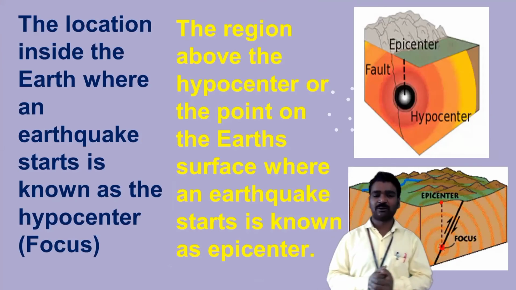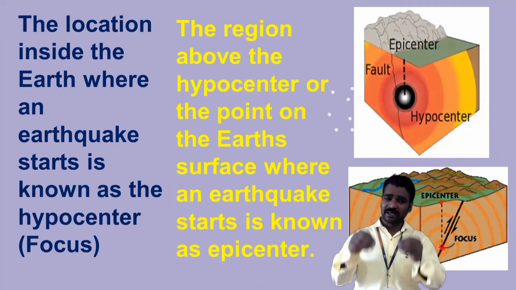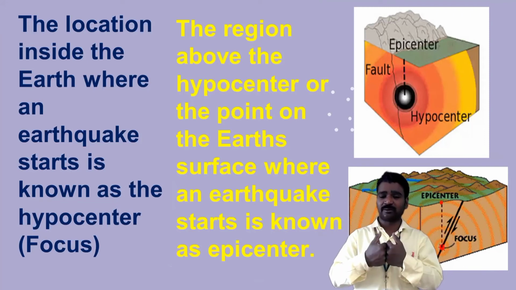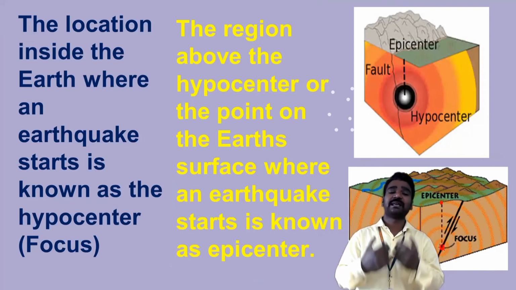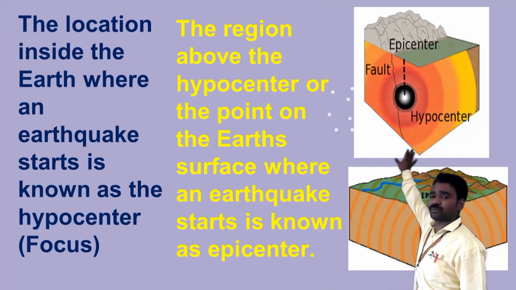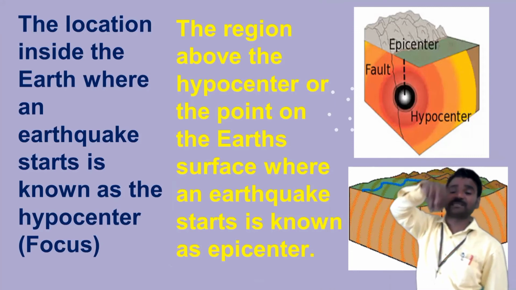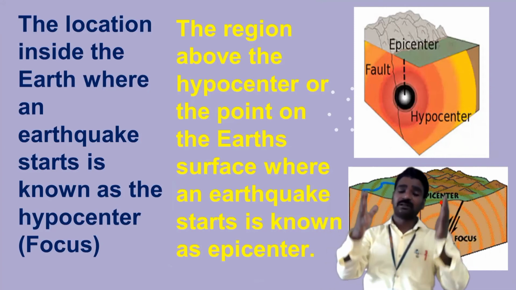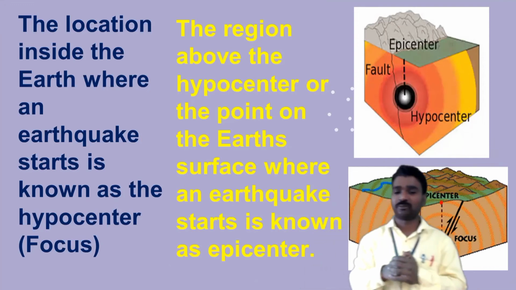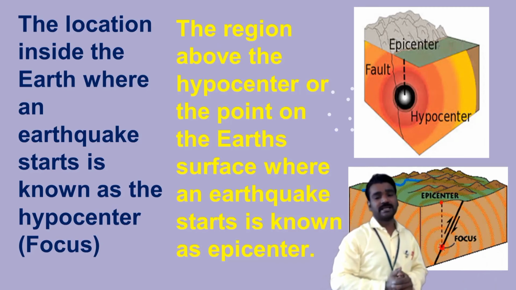As I promised, what do we call the location inside the earth where the earthquake has started, where the edges of the tectonic plates have collided with each other? That place is called the focus, or we can call it the hypocenter. Here in the upper part you can see this is the hypocenter. That means the location inside the earth where the edges of the two plates actually get stuck to each other is called the hypocenter or the focus. From there the waves are generated, and those waves are called seismic waves.